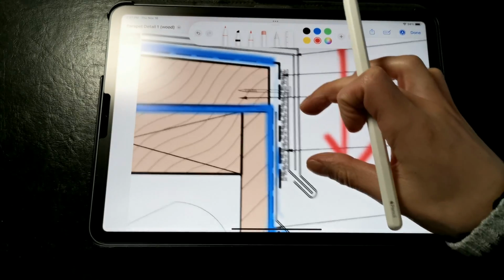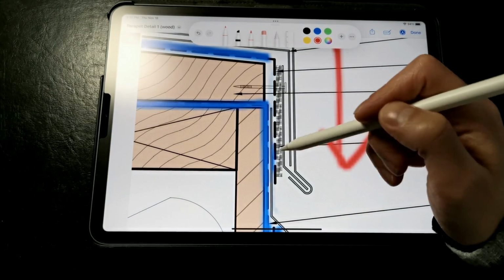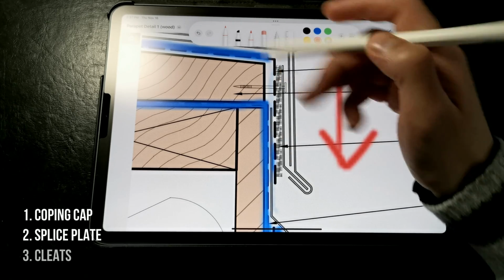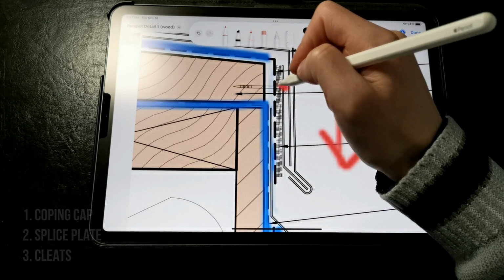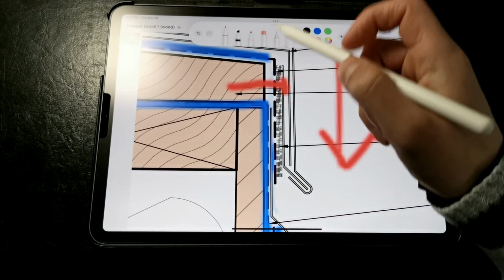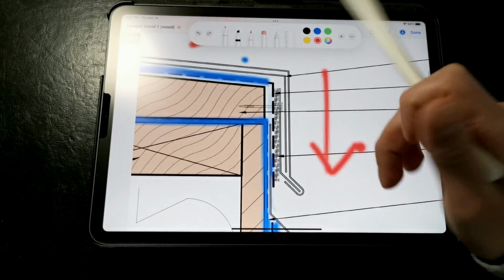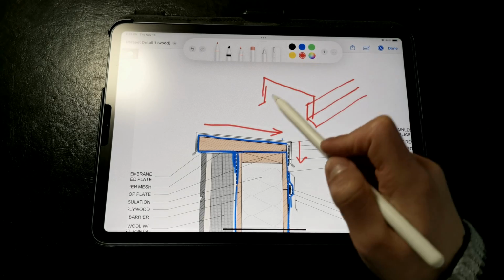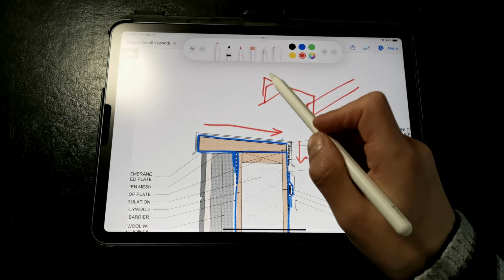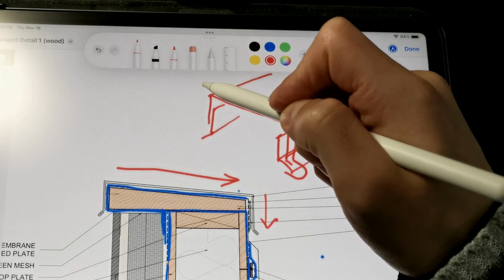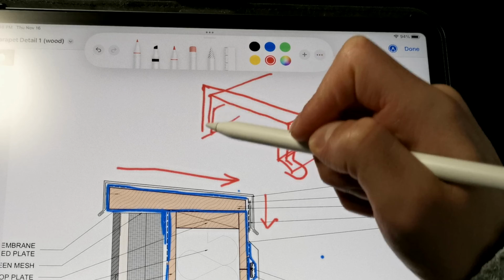The stainless coping itself is typically composed of three parts: the coping cap, a splice plate, and cleats. The cleats are installed first over some 1/8-inch entangled mesh, which provides a drainage path behind the metal coping if and when water gets inside. The cleats are designed to receive the coping cap, that's why they're that L shape. After the cleats are installed on either side of the parapet, the splice plate is installed along with the coping cap, which clips into the cleats.